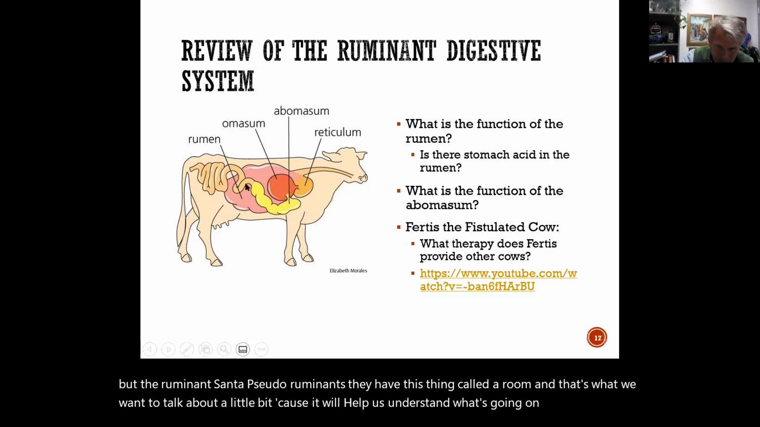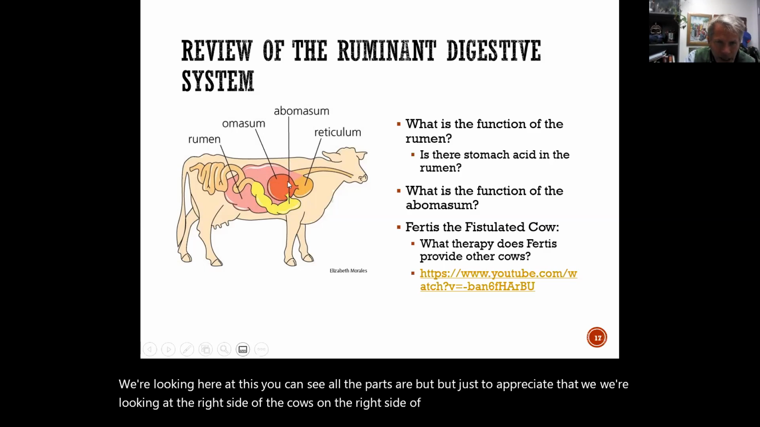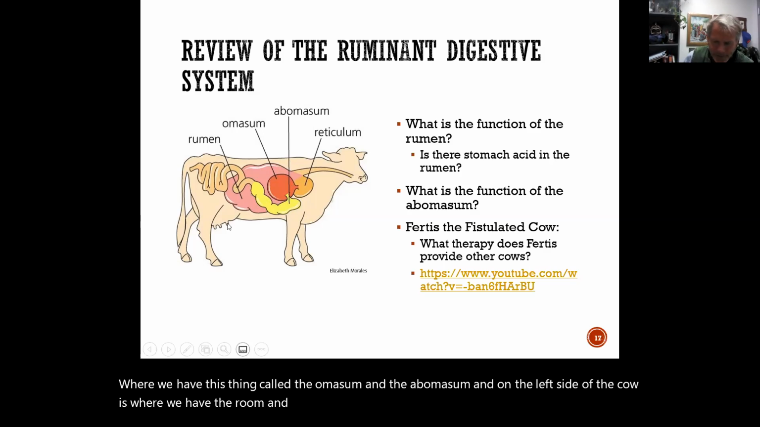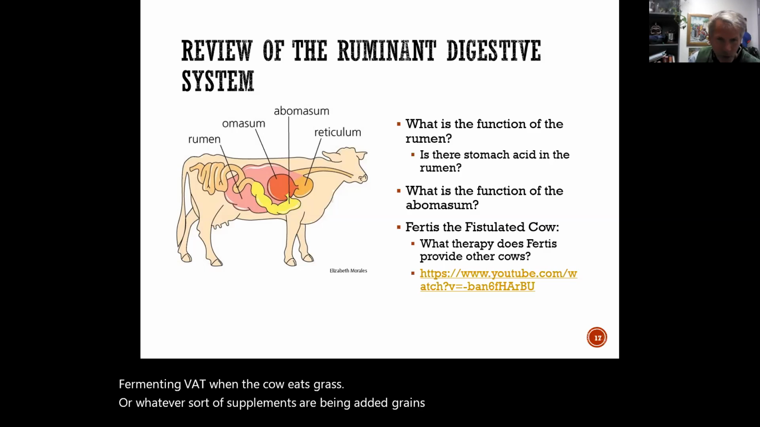So we're looking here at this. You can see all the parts here, but just to appreciate that we're looking at the right side of the cow. On the right side of the cow is where we have this thing called the omasum and the abomasum. And on the left side of the cow is where we have the rumen. And the rumen, you may recall, is this giant fermenting vat. When the cow eats grass or hay or whatever supplements are being added, grains or cottonseed or whatever, the rumen is nothing like a stomach.